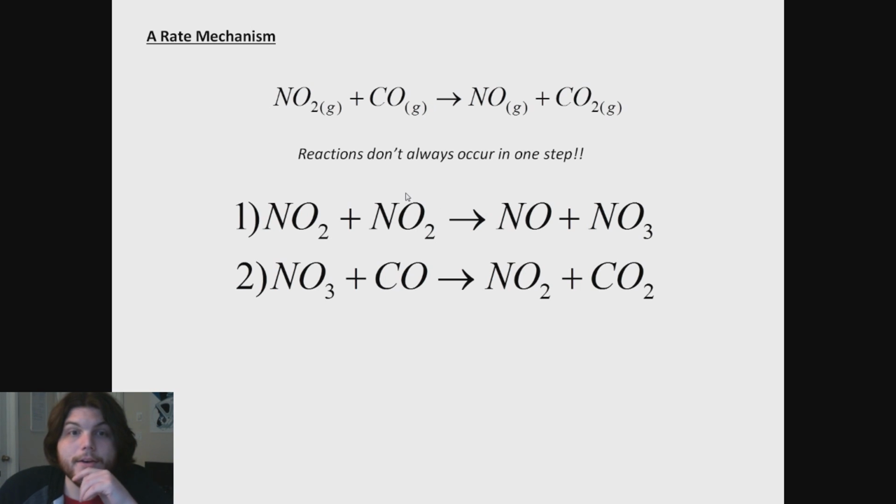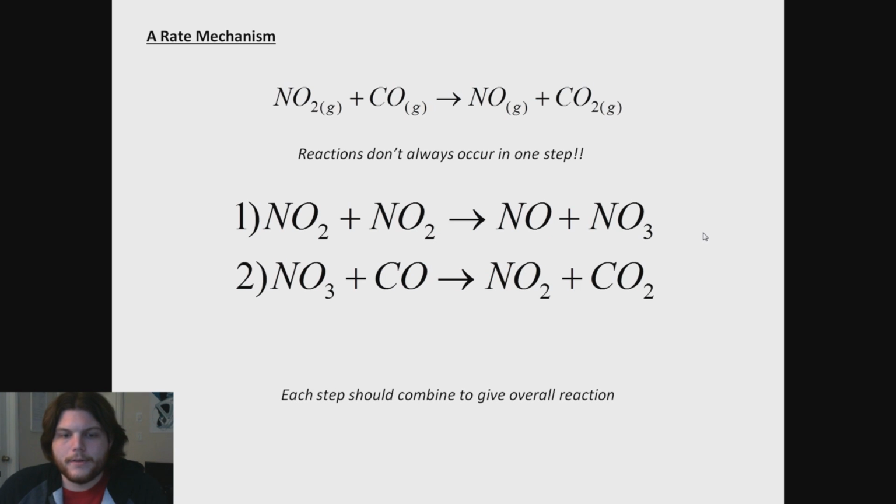You can see here that we actually have two NO2s combining to form NO and NO3. This NO3 can then react with carbon monoxide to form NO2 and CO2. Now when you first look at this, you'll be like, hey, maybe this is kind of weird because we have these two different steps. How does this work? Well, one thing to always keep in mind when you look at these rate mechanisms is that each step should combine to give the overall reaction.